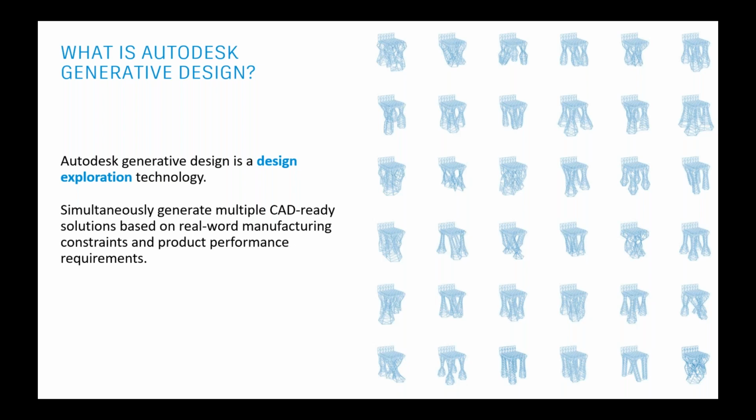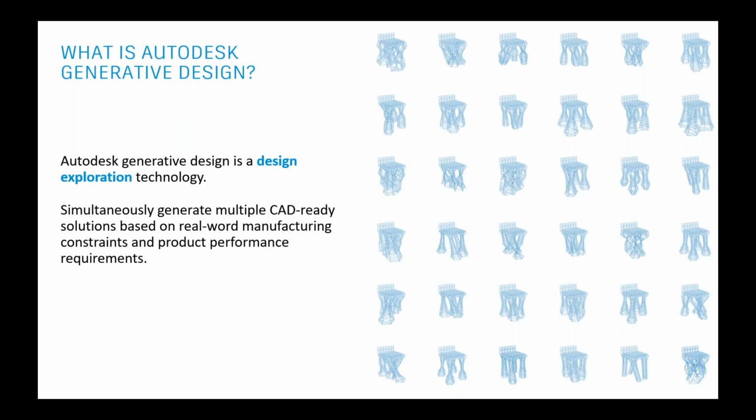And then we say based on real-world manufacturing constraints, because that is part of your input to the program. Well, obviously, the program needs some information from you. What sort of loads do I need to withstand? What are my constraints? Where am I held? Am I allowed to translate? Am I allowed to rotate in particular directions? And then, what sort of materials are we going to utilize?